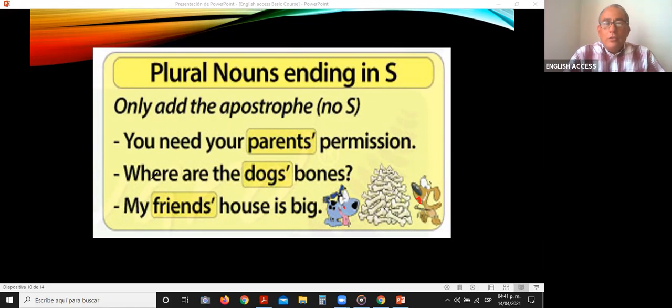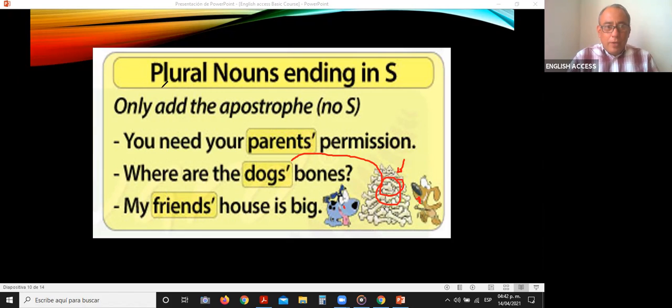So where are the dogs' bones? They are right here. These bones belong to the dogs, and they are very happy because they are going to eat their bones.